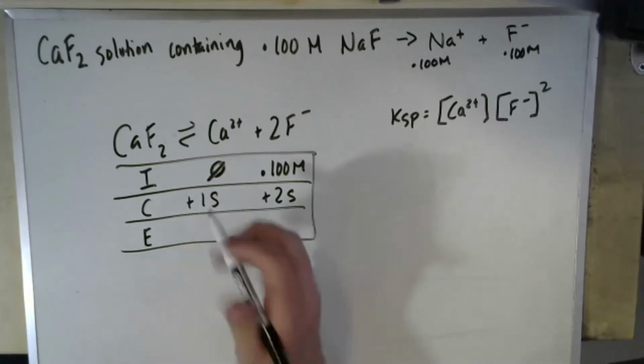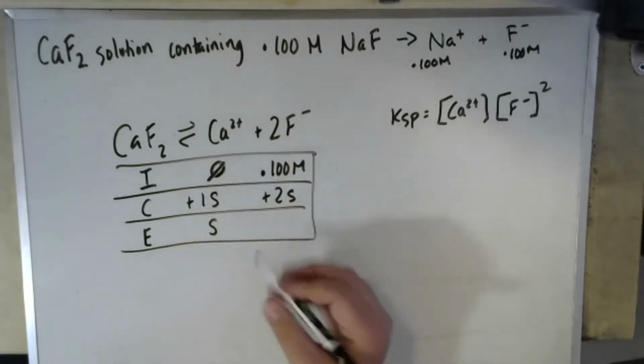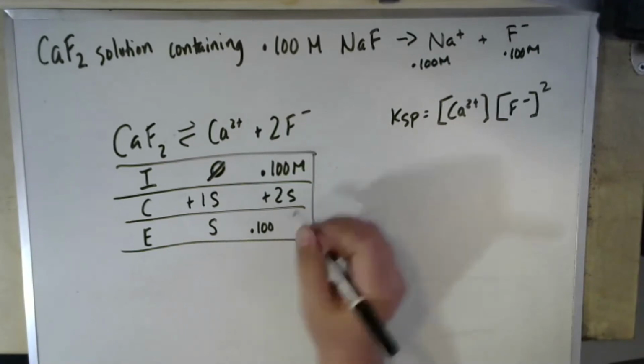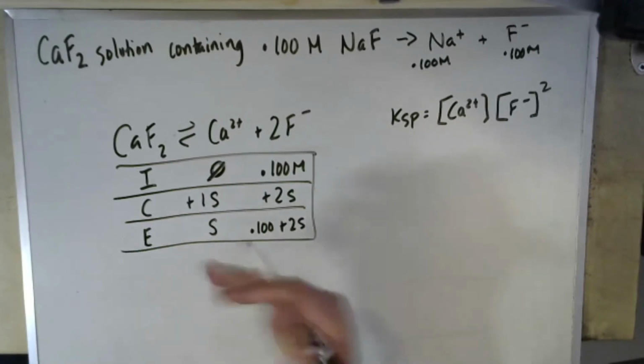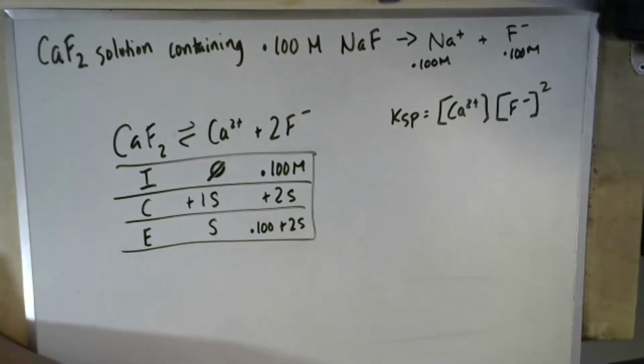And at equilibrium, I'm going to have S amount of calcium ions, and I'm going to have 0.100 plus 2s worth of fluoride ions. So that's the real difference there.